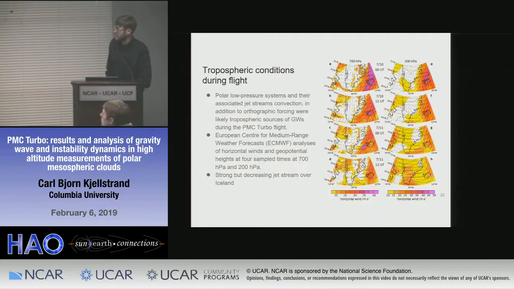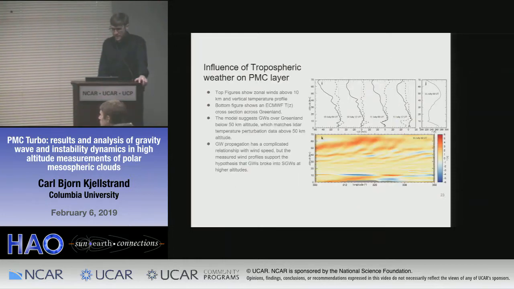We believe that this strong jet stream that is disappearing is a likely generator for gravity waves that eventually break into secondary gravity waves and that we see in the PMC layer. I should also say these are all ECMWF analyses. That, along with orographic forcing and generation of gravity waves, are the sources we think we see. So we have another ECMWF model.